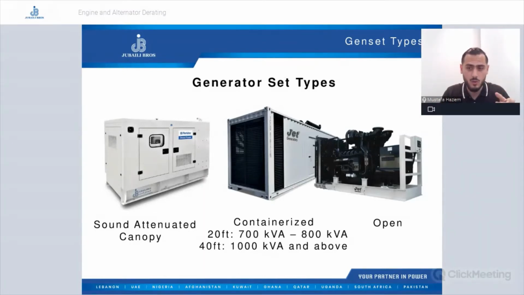By the way, we also have our super silent canopies that are customized to meet the client's specifications. They can reach up to 78 dBA at 1 meter.